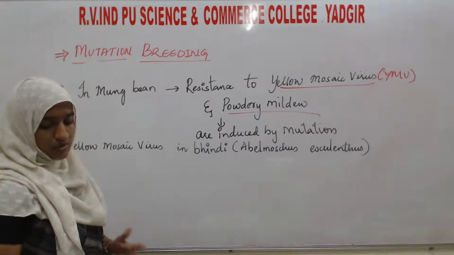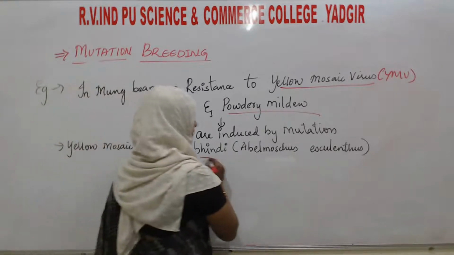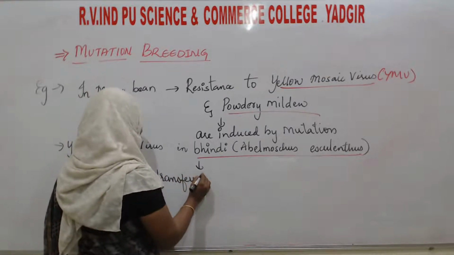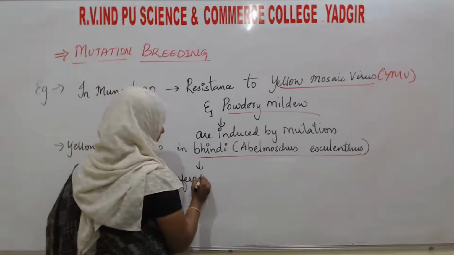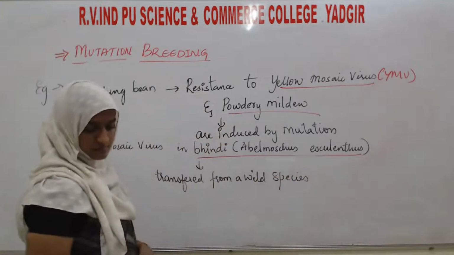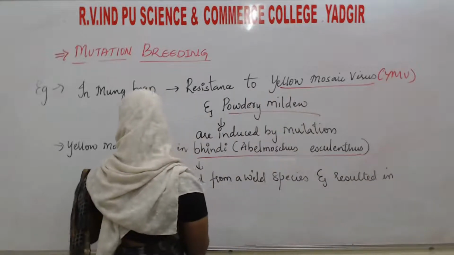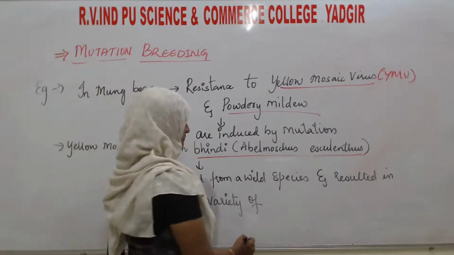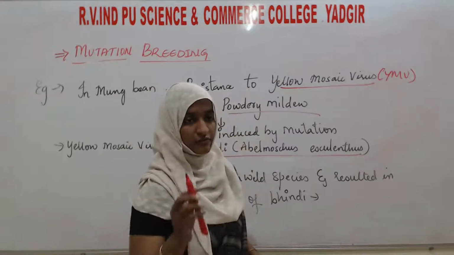Here, what did they do for the resistance? Bhindi with resistance to yellow mosaic virus was transferred from a wild species and resulted in a new variety of bhindi, and they named that new variety Parbhani Kranti. What did they name it? This is a very important question for 1 mark.